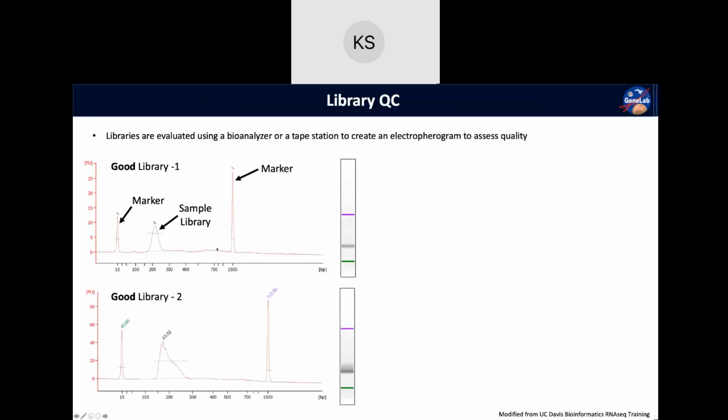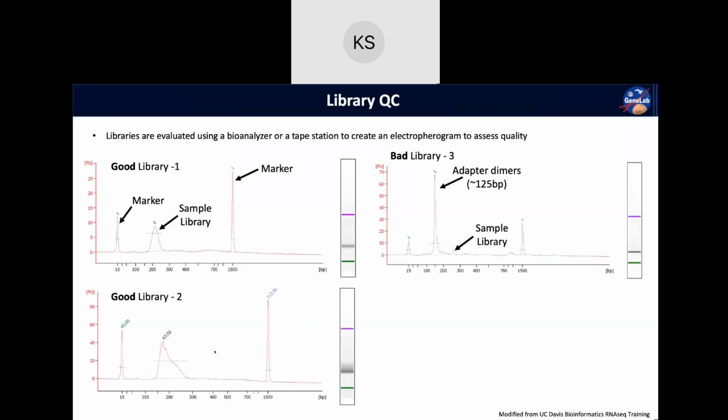So again, I have the electropherogram on the left, and I have the respective gel on the right. And as you can see in both of these, we see our lower end marker, we see our heavier marker, we see a nice strong peak for our sample library, and then we see a very small, if anything, around the adapter dimer size. So these would represent pretty good libraries that I would go ahead and move forward sequencing.